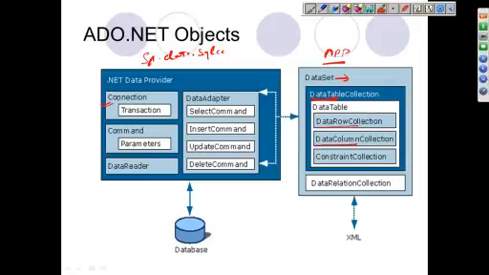Connection object: it opens the connection, closes the connection, as well as handles transactions. We'll see this in what is a transaction. Command: it executes commands like select, insert, update, and we can pass parameters while executing these commands. And the data reader can read from the database. The data adapter can also execute all these commands, but whatever data it gets, it will fill in the data set. So it is the bridge between the data set and the database.